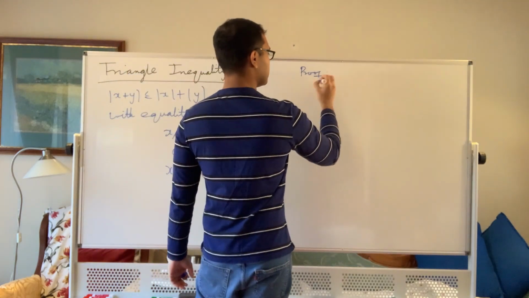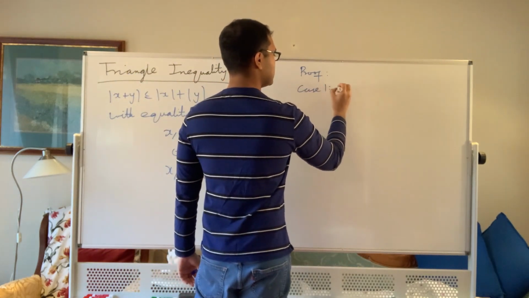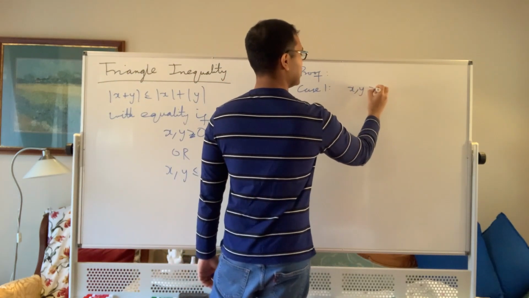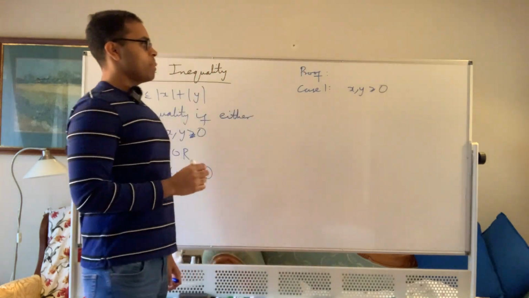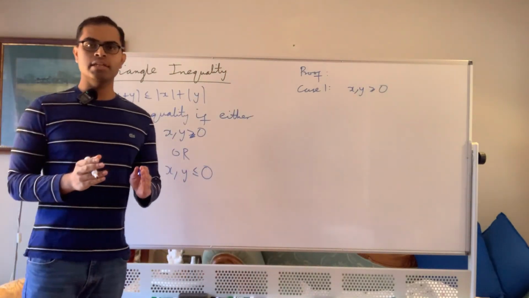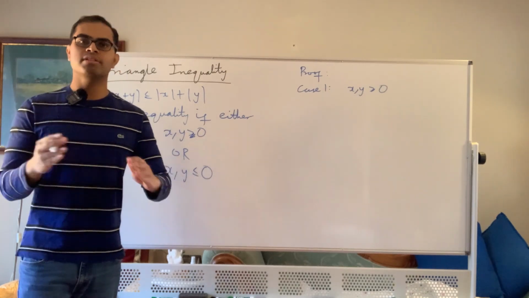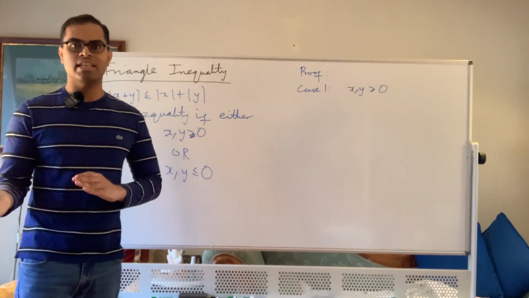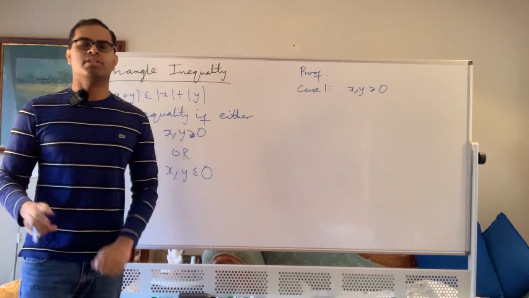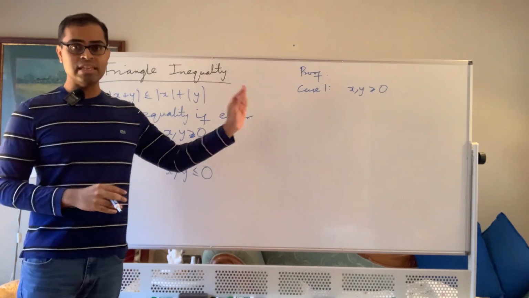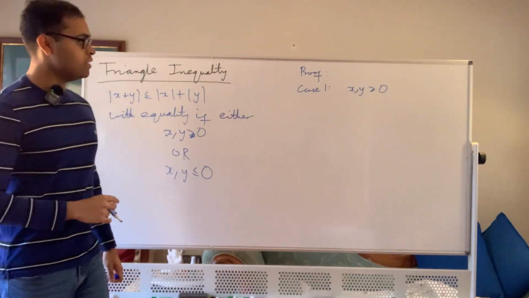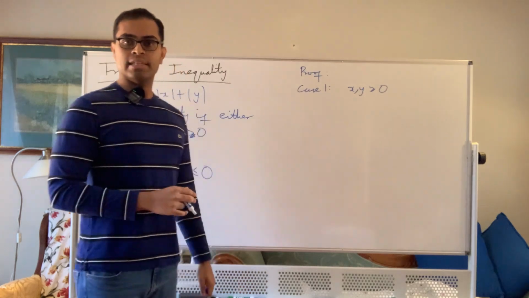So case 1 is x and y are both at least 0. We're going to consider according to the signs of x and y: x positive, y negative; x positive, y positive; x negative, y negative; x negative, y positive. I won't go through all of them. I'm just going to illustrate a couple of them that we've already seen. So let's consider the case where x and y are at least 0.